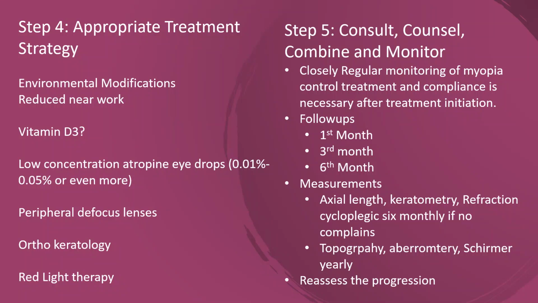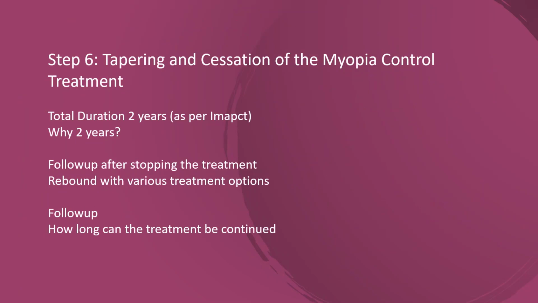So, tapering and cessation of myopia control treatment: the total duration of treatment, should it be 2 years? Why 2 years? At this point of time I would really like to tell you that the 2 years for atropine traditionally comes from the bulk of the studies which were done for 2 years. If you give glasses, there is no 2 year limit. This 2 year limit applies only when you are giving low concentration atropine eye drops.